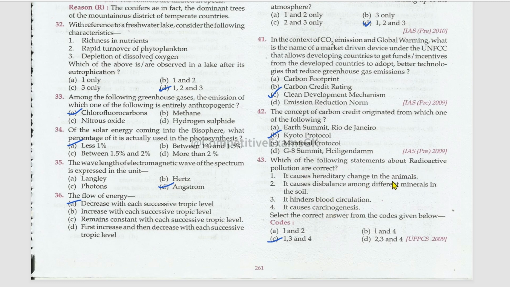Which of the following statements about radioactive pollution are correct? It causes hereditary change in animals, right? It causes disbalance among different minerals in the soil. No. It hinders blood circulation, right? It causes carcinogenesis, right? 1, 3, and 4 are the correct options.